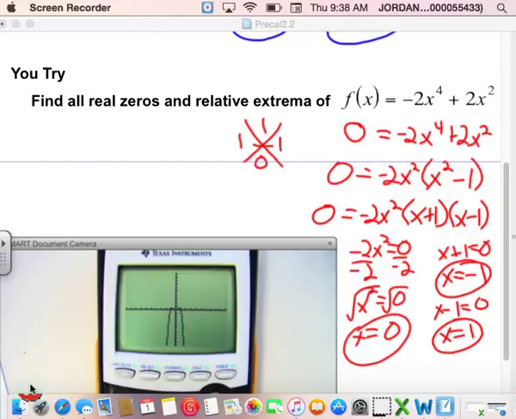So then you set each of those 3 factors equal to 0. Negative 2x squared equals 0. Divide by negative 2 and take the square root. You get x equals 0. Add 1 for x minus 1, get 1. Subtract 1 and get x equals negative 1. So those are your 3 zeros.